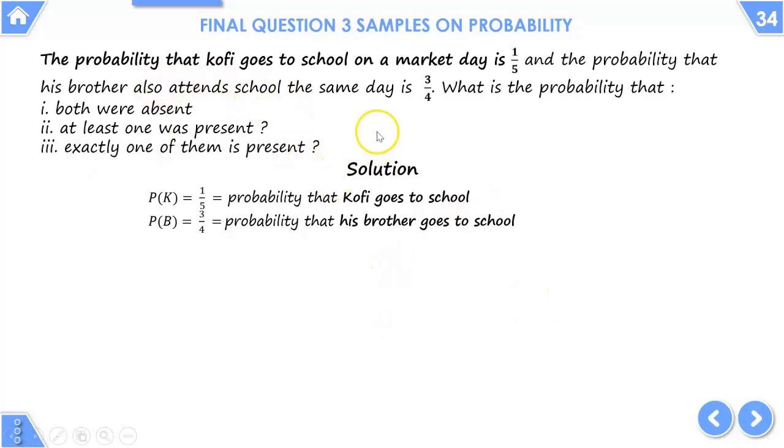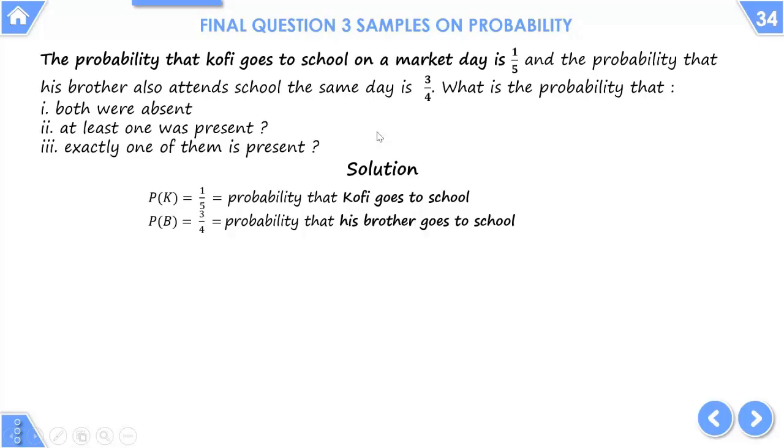The probability that Kofi goes to school on a market day is 1 out of 5, and the probability that his brother also attends school the same day is 3 out of 4. What is the probability that both were absent? At least one was present. Exactly one of them was present.